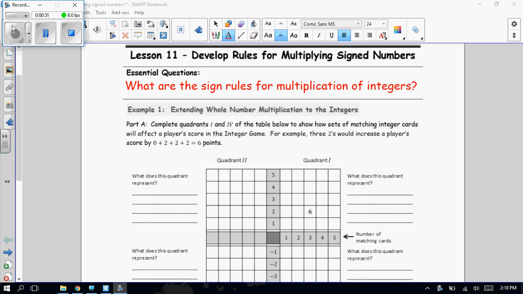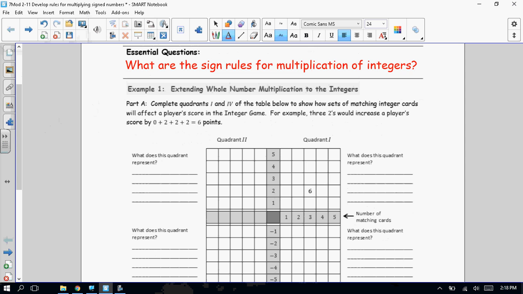All right, so example 1. It says part A, complete quadrants 1 and 4 of the table below to show how sets of matching integer cards will affect a player's score in the integer game. So we're going to have multiple sets. For example, 3 2s would increase your score by 2 plus 2 plus 2, or 6 points. And so that's why there's that 6 already filled in there. All right, so let's fill out quadrant 1.